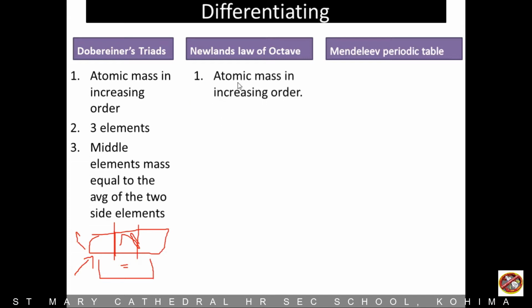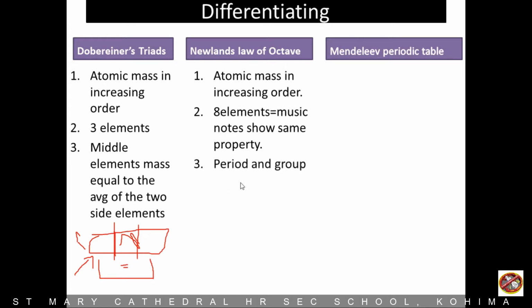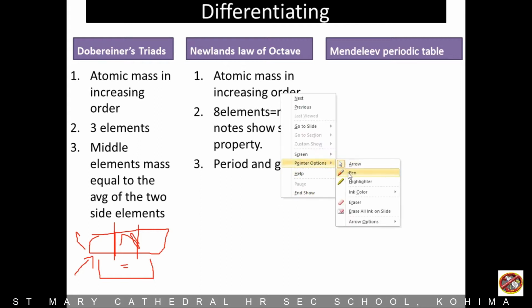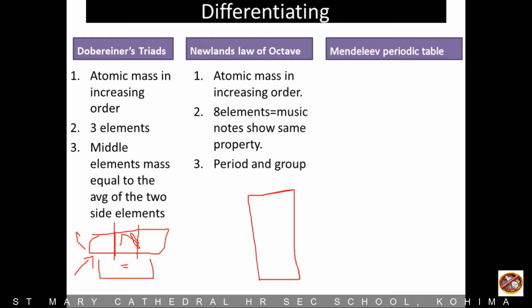Even Newlands arranged the elements in the increasing order of their atomic mass, and every eighth element shows the same property, like a music note. That was his theory, right? After each 8 elements, they show the same property as the first one. Now, period and group was discovered by him. The theory of period and group, where a group tells us that in that specific group, from top to bottom, the elements show similar properties.